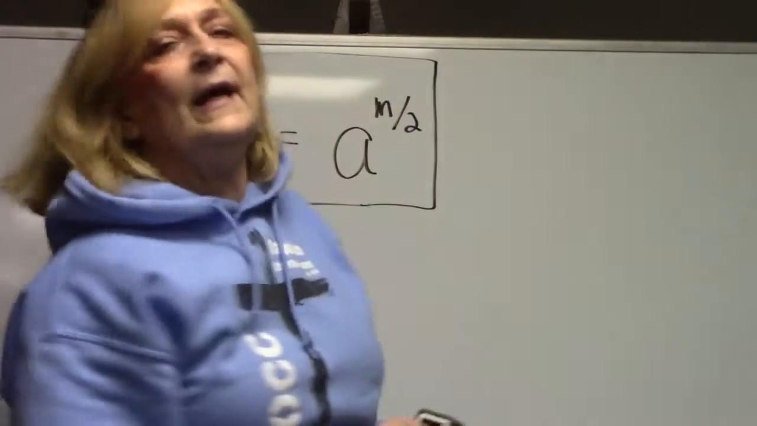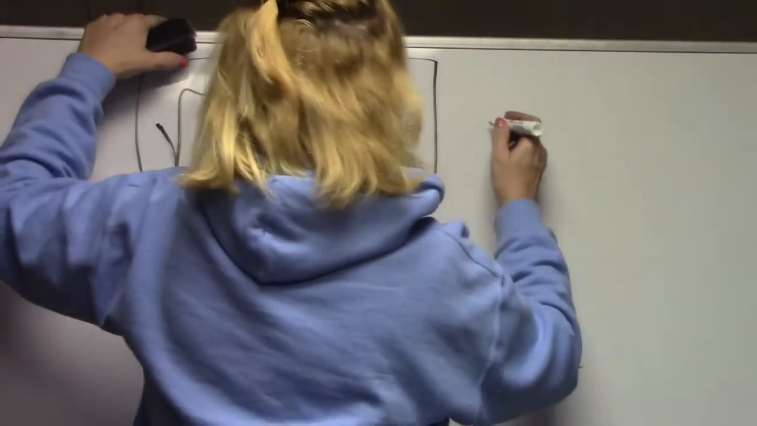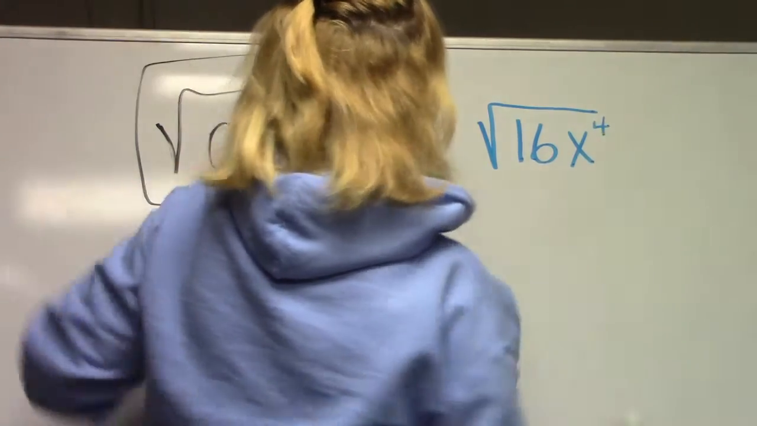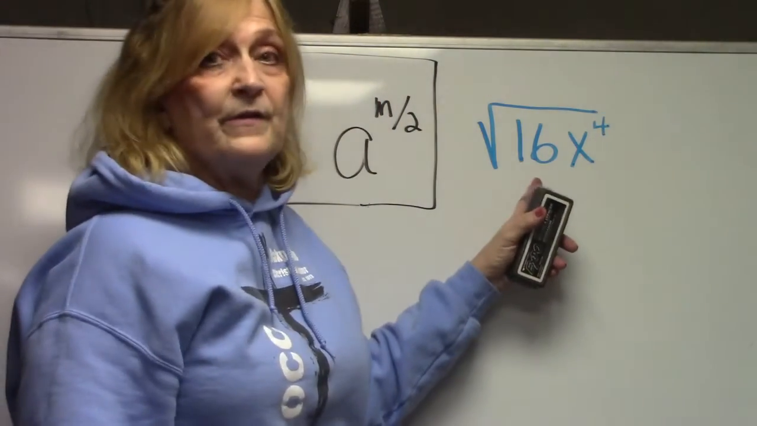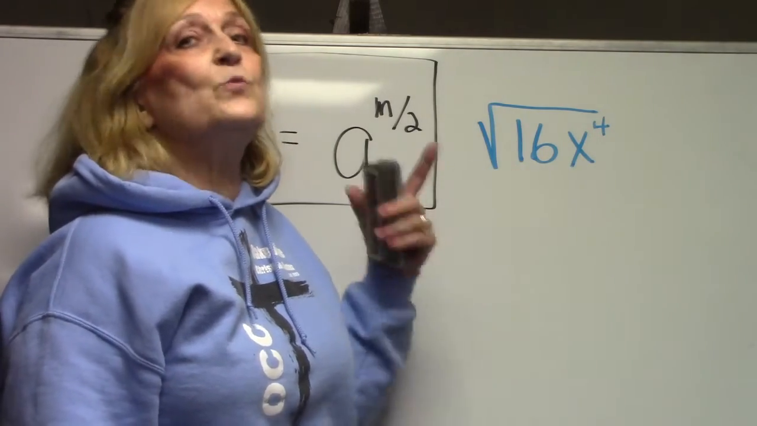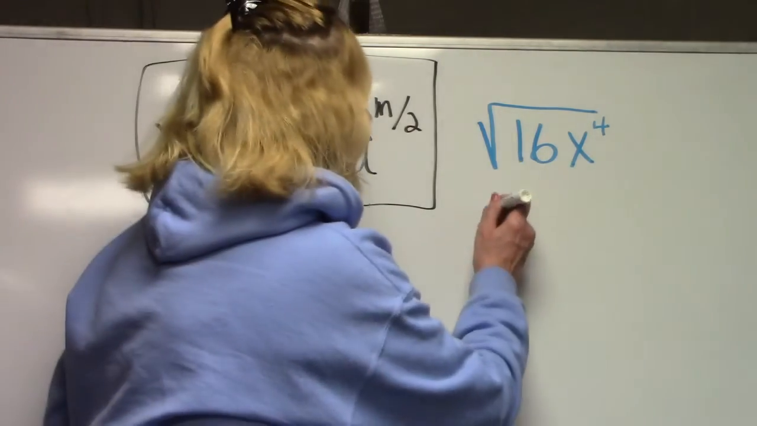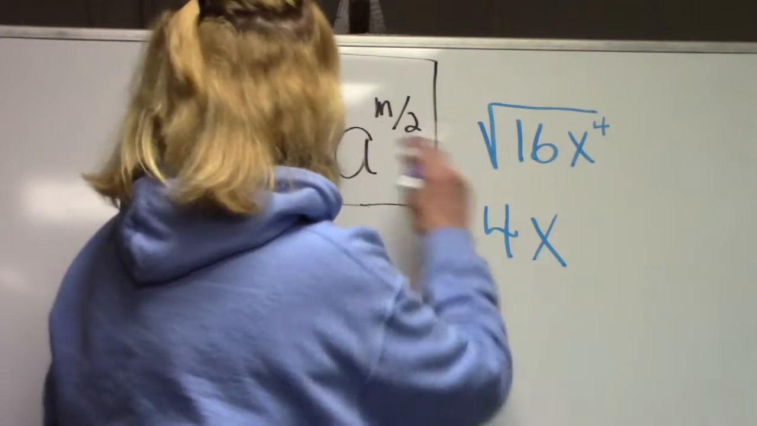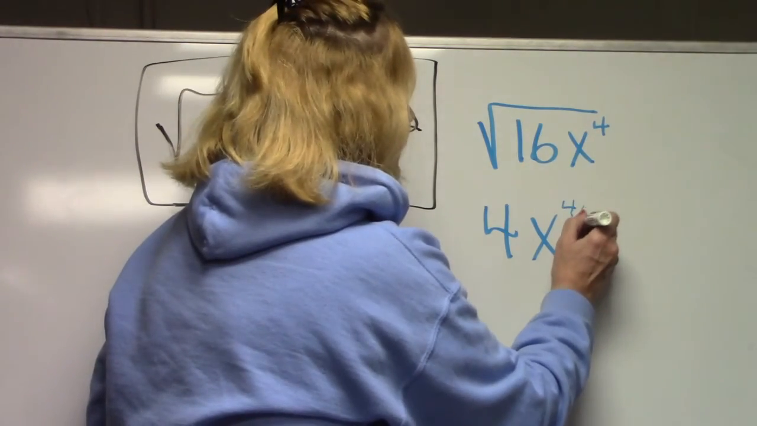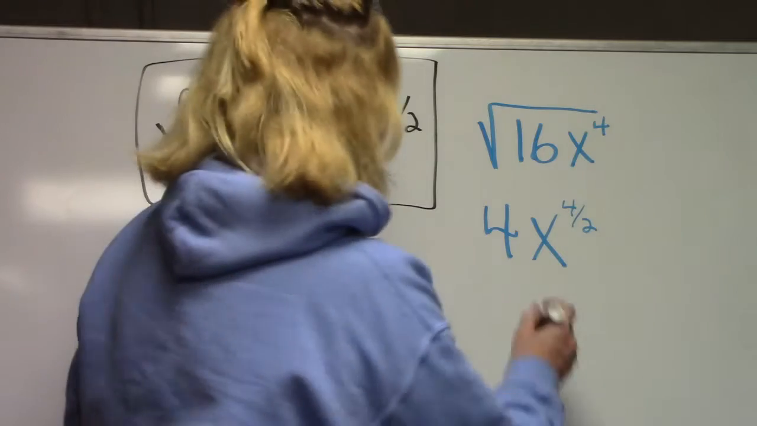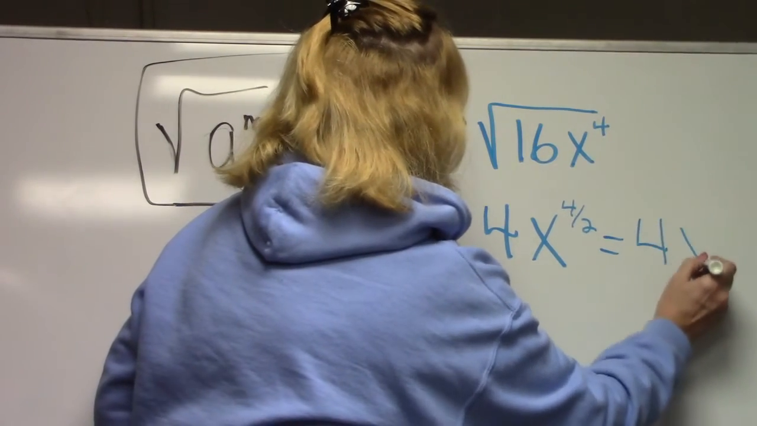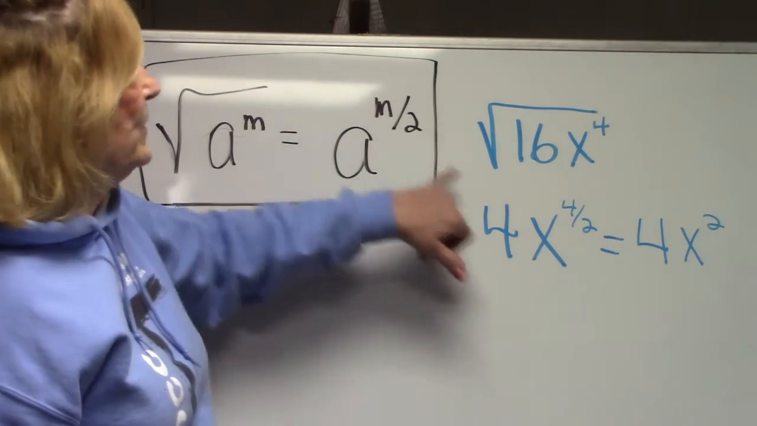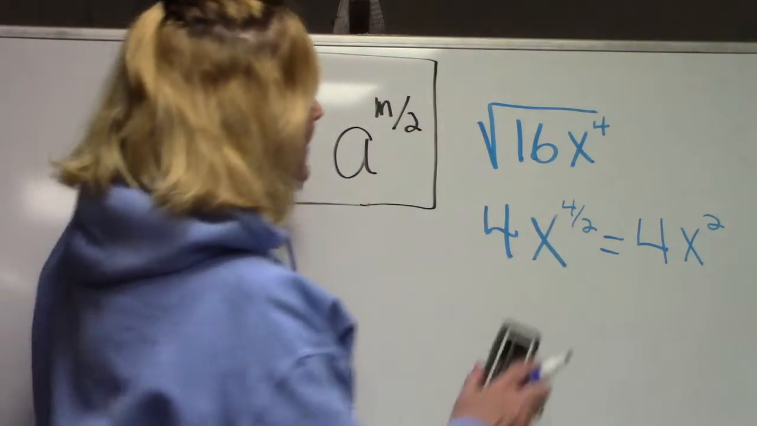Let me give you another one, only maybe this time it would be the square root of, say, 16 times x to the 4th. All right, well, I'll take the square root of 16 first. So the square root of 16 is what number times itself gives you 16, and we know that answer is 4. And then how many x's? Well, I say x to the m, which is my 4, divided by 2, or 4x squared. See? M divided by 2. My m is 4 divided by 2.